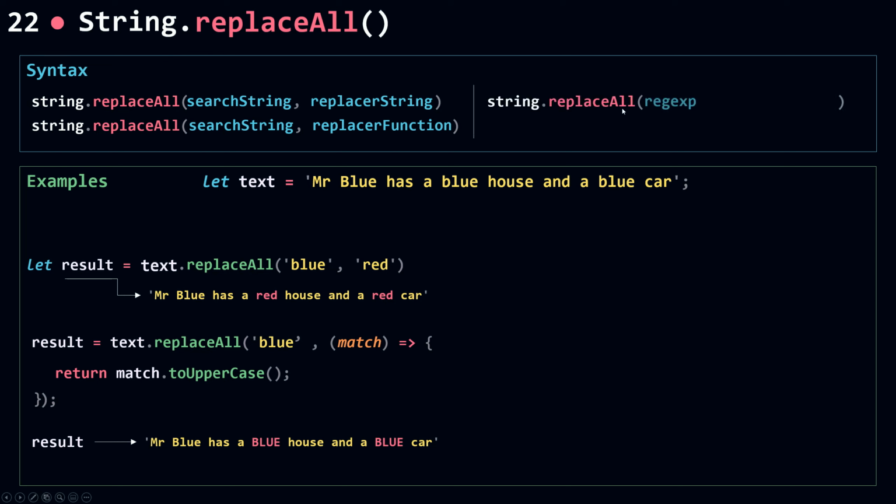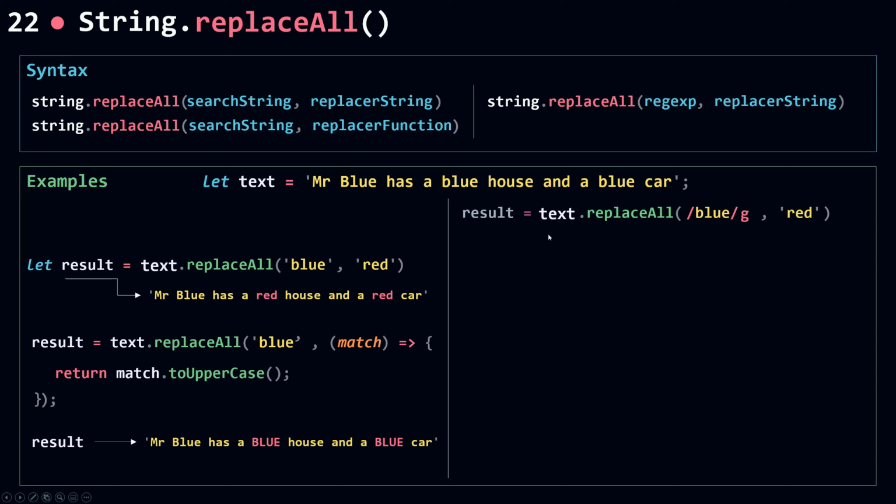Now replaceAll can also take in a regular expression as the first parameter, and then the replacer string as the second parameter. So let's see some examples. I'm going to call replaceAll and pass in a regular expression, but you must call replaceAll with the global flag. So you must always use a global regular expression with replaceAll. Now the replace string is red. Then I'm going to assign this to a result. The result string now will be this string here, where all the matches are replaced with red.